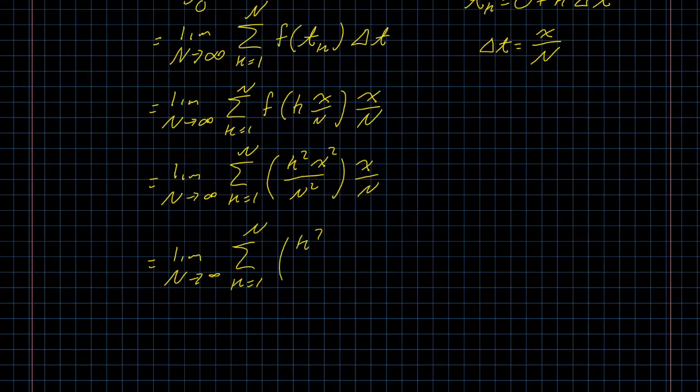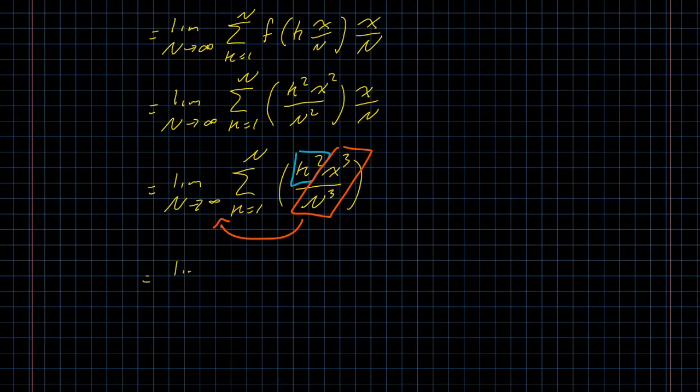Which is k squared x cubed over n cubed. Now here's where things get a little bit tricky. Because in my summation here, the only thing that I'm treating as a variable in my summation is k. So this is a variable, and this is all constant. And constants can come outside of the summation.